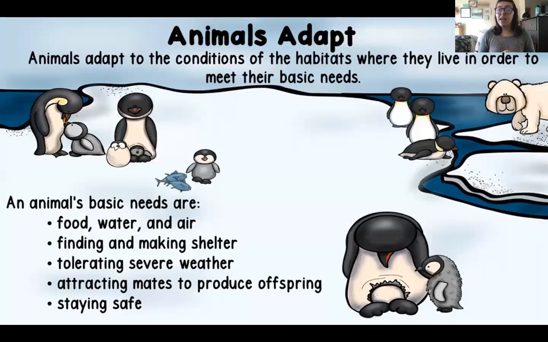So animals adapt to the habitats where they live, in order to meet their basic needs. Their basic needs include food, water, air, being able to find and make shelter, being able to tolerate severe weather like hurricanes or sandstorms, being able to attract another animal so they can have babies or produce offspring, and being able to stay safe. These are some of the reasons that they may have to adapt to a new place.